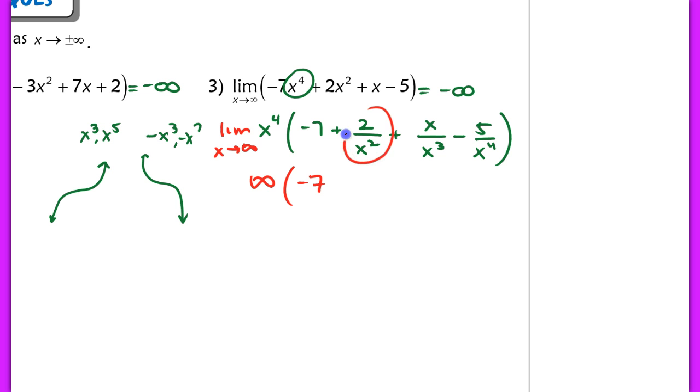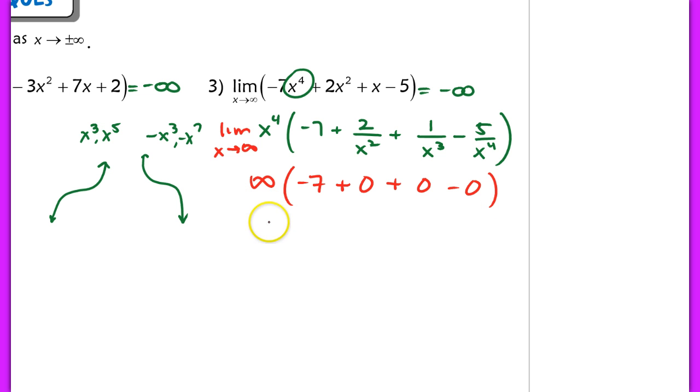Now using the theorems that we just learned, 2 over x squared, if you plug in a really large number here, that limit approaches 0. And then we have the limit of x over x cubed. Oh gosh, I totally messed it up. That should be 1 over x cubed. Sorry about that. I factored that wrong. So the limit of 1 over x cubed is also going to be 0. And the limit of 5 over x to the 4th, well, that's 0 as well.